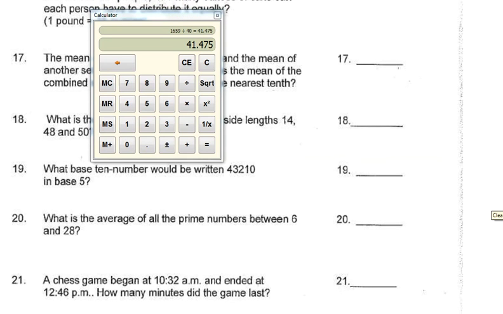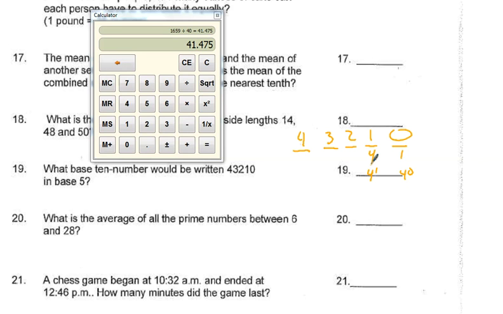All right, number 19. What base 10 number would be written in base 5? All right, so we have 4, 3, 2, 1, 0, or blast off. So we have 4 to the 0, which is 1. We have 4 to the first, which is 4.